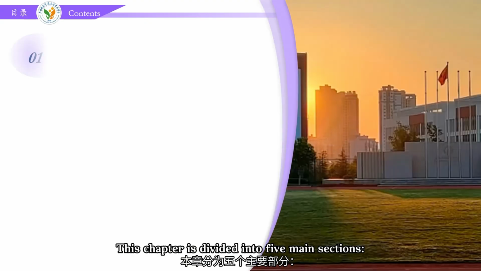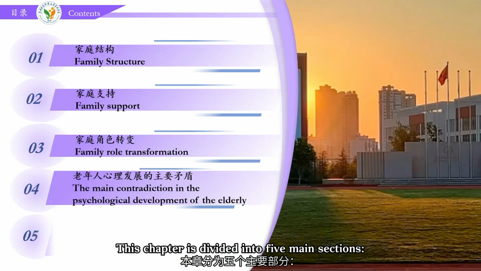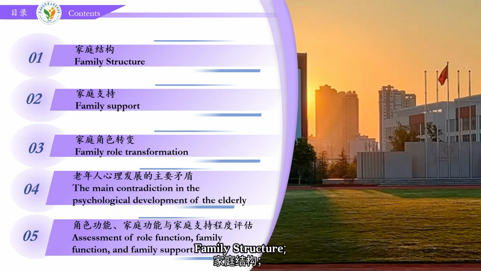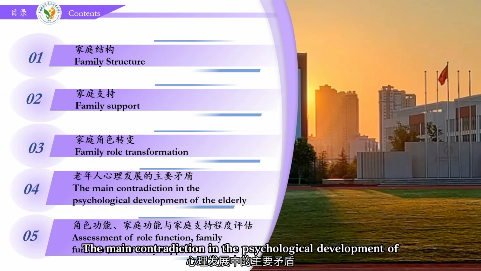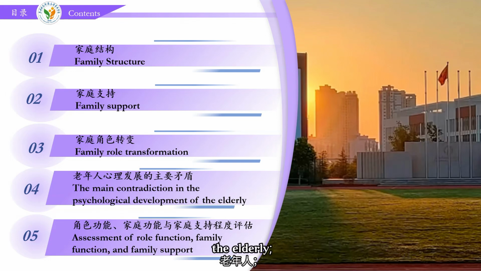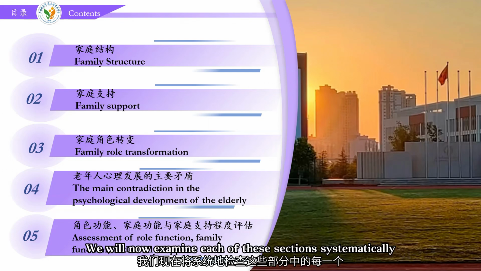This chapter is divided into 5 main sections. 1. Family structure. 2. Family support. 3. Family role transformation. 4. The main contradiction in the psychological development of the elderly. And 5. Assessment of role function, family function, and family support. We will now examine each of these sections systematically.